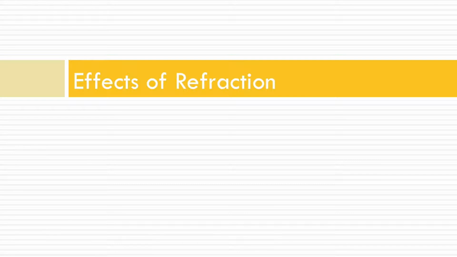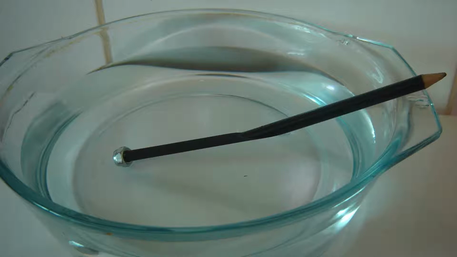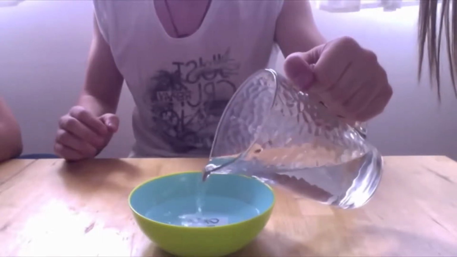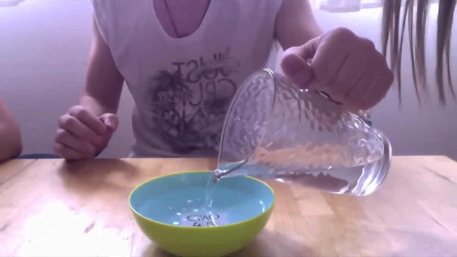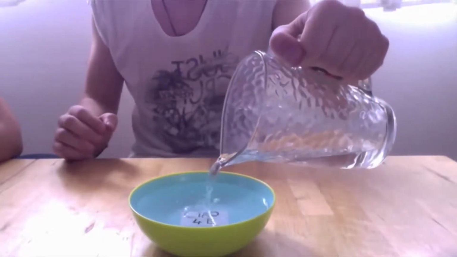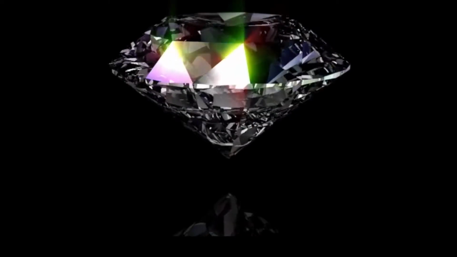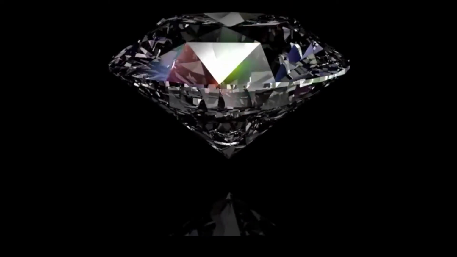Now let us look at some of the very interesting effects of refraction of light. A pencil dipped into a vessel filled with water appears to be bent. The depth of water always seems to be lesser than what it actually is. This is due to refraction of light. The twinkling of stars is an interesting effect of refraction. Diamonds sparkle on account of refraction of light.